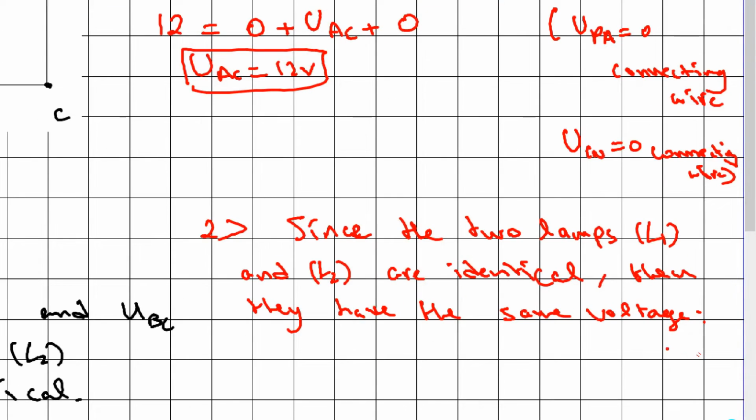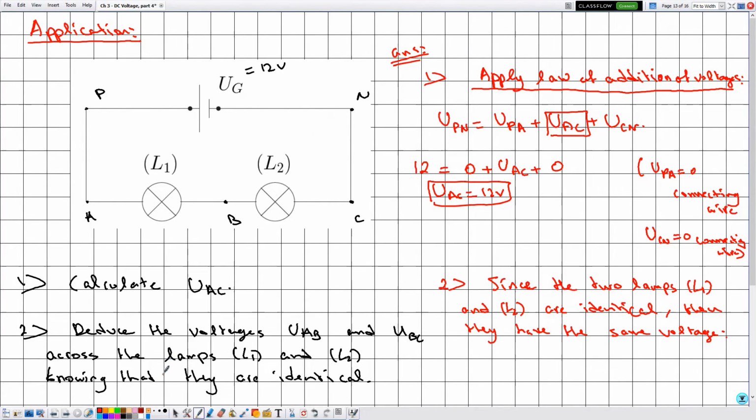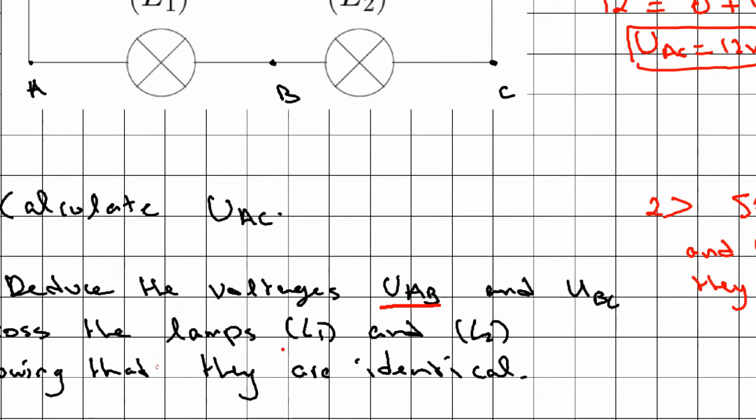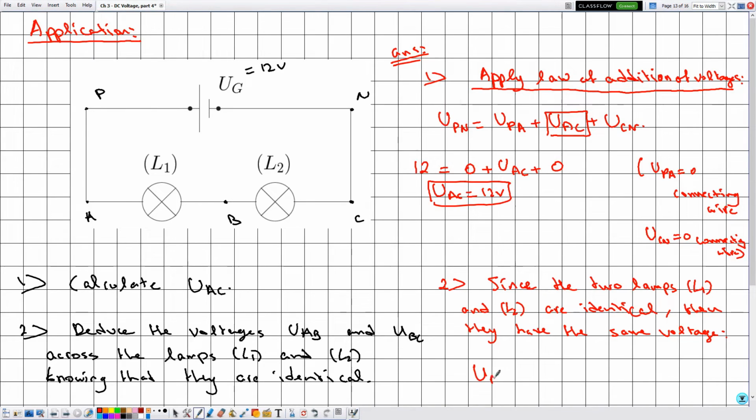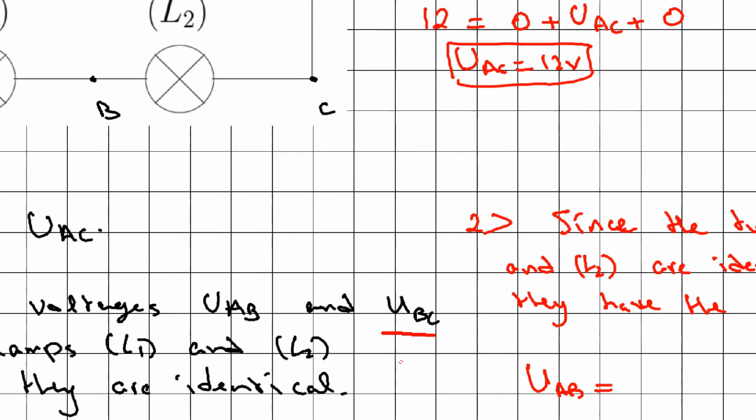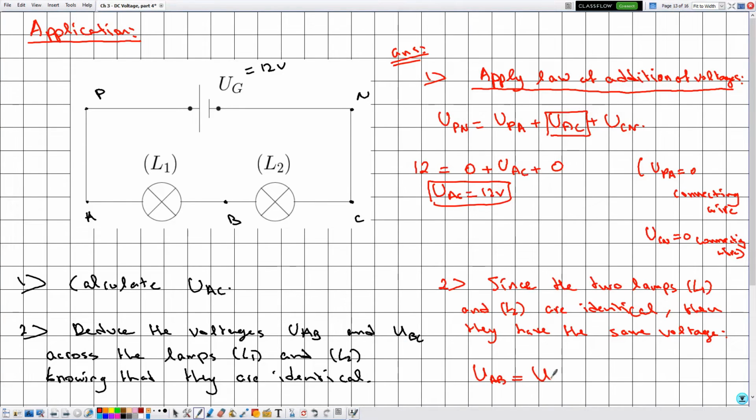So what does it mean then they have the same voltage? Let's translate this statement into a mathematical equation. The voltage of the first lamp is given by UAB. So we have that UAB, which represents the voltage of the first lamp, is equal to the voltage of the second lamp, which is UBC. And now how do we proceed?